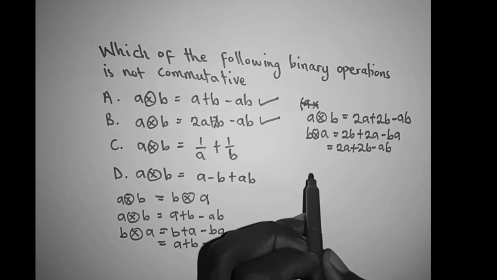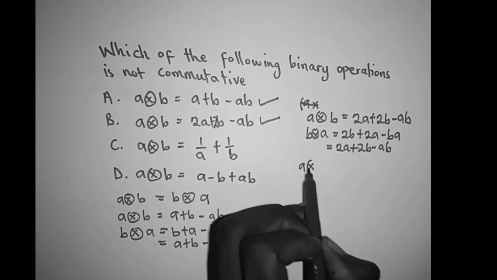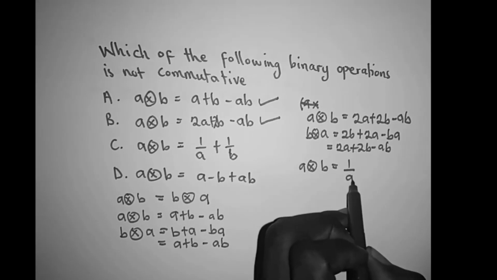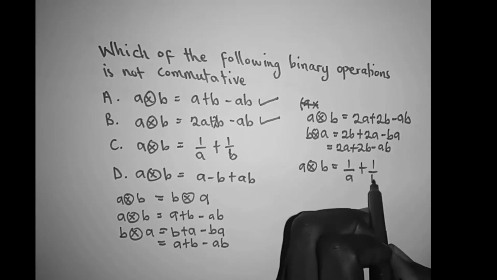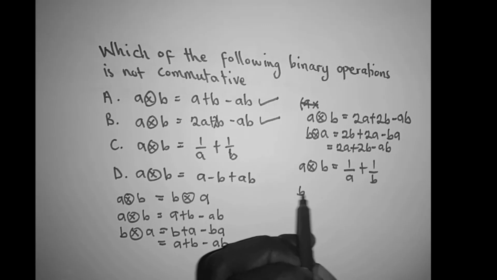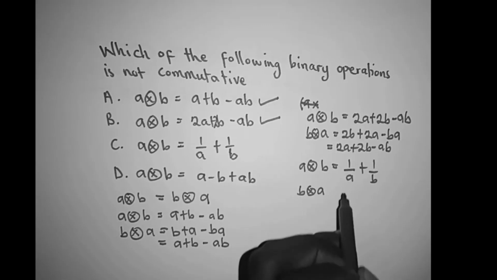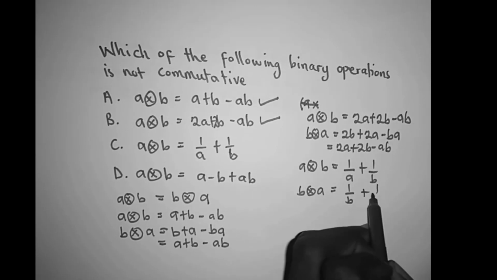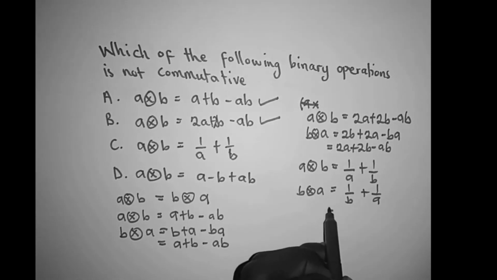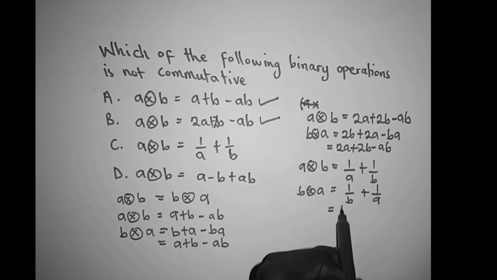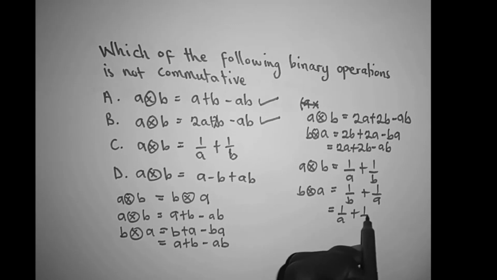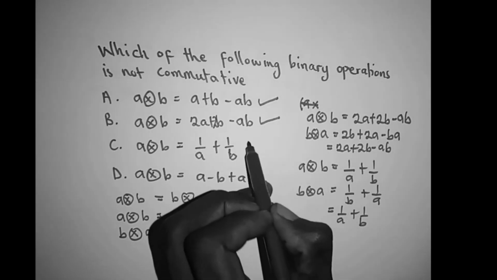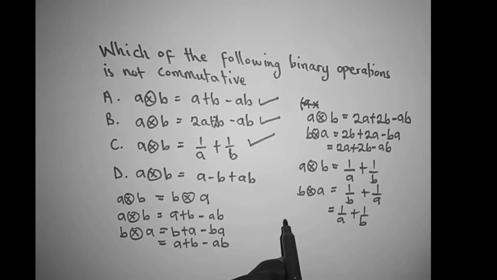Let's come to C. A operation B equals 1 over A plus 1 over B. What is B operation A? It's equal to 1 over B plus 1 over A. If we rearrange, we'll get 1 over A plus 1 over B. It's also the same as what we started with. So C is also commutative.